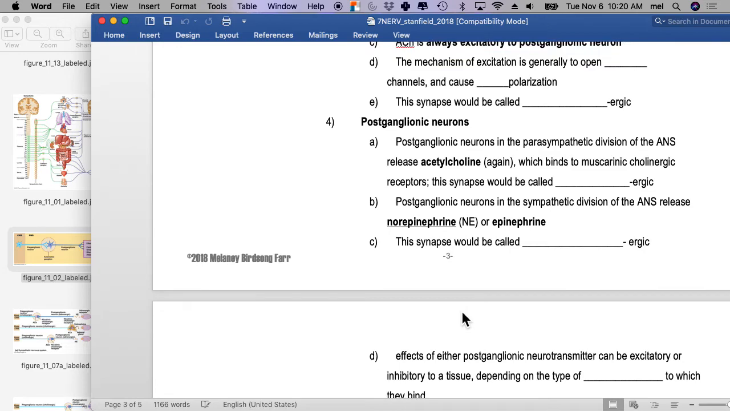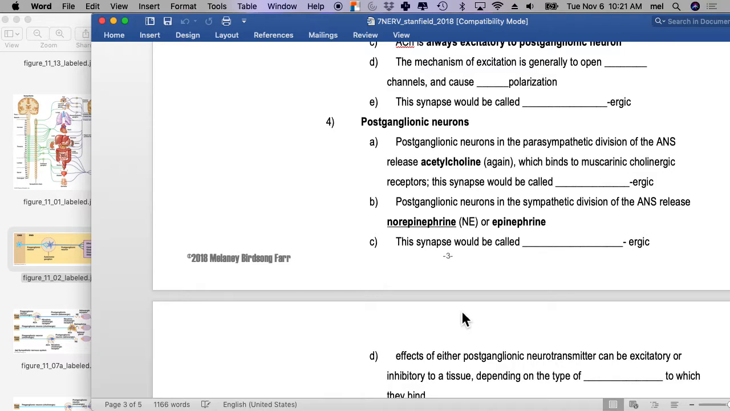The postganglionic neurons in the sympathetic division can't release acetylcholine. They are going to release norepinephrine and also a little bit of epinephrine, which is okay because you already associated that with sympathetic activity, didn't you? Norepinephrine and epinephrine. So the sympathetic division released norepinephrine, and by the way, the ratio as a neurotransmitter is 4:1 norepi to epi. As a hormone, it's 4:1 epi to norepi. So this synapse is what ergic? Adrenergic. Good.